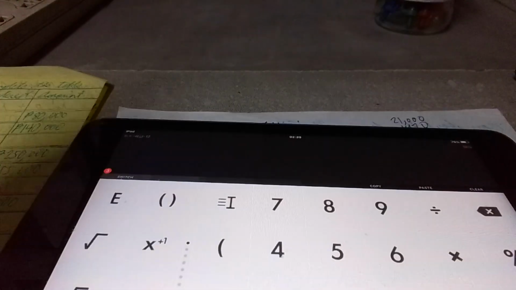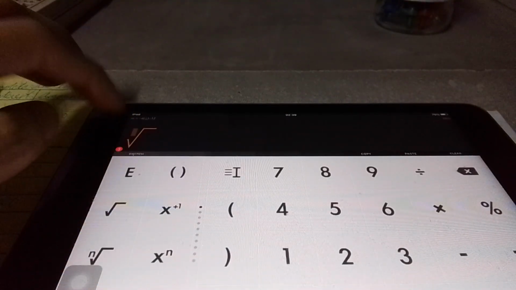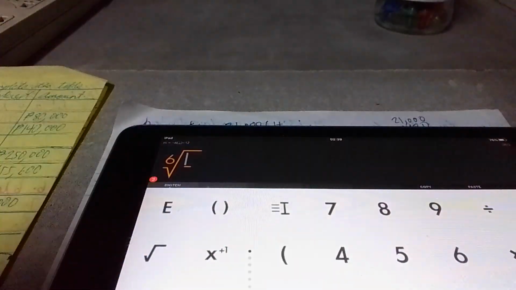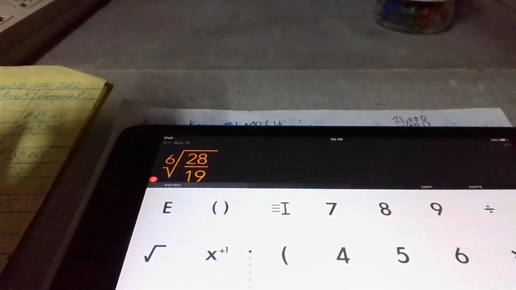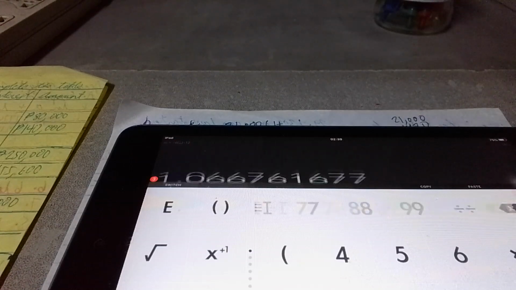So, di ba remember this is my calculator, di ba? So, di ba remember we find the root of n. So, we put here the number, we put there the number 6, for we're taking the 6th root. And then, you have 28 over 19. And you should come up with this answer of 1.0667.